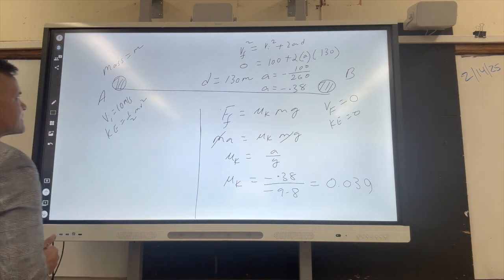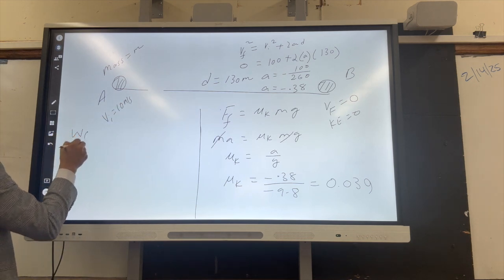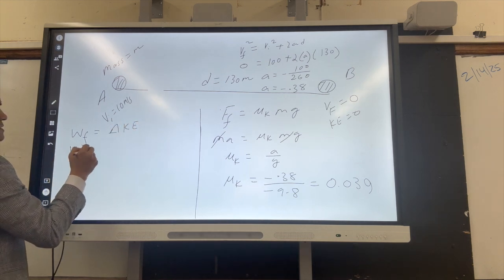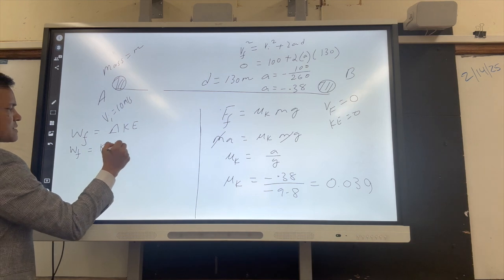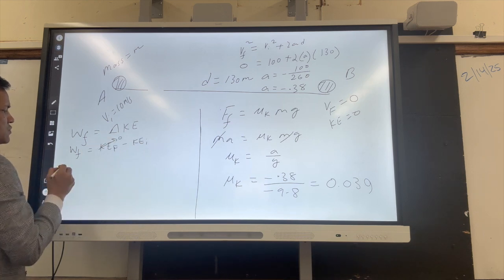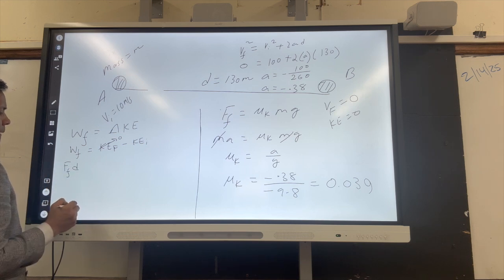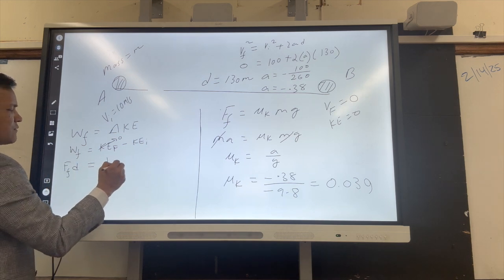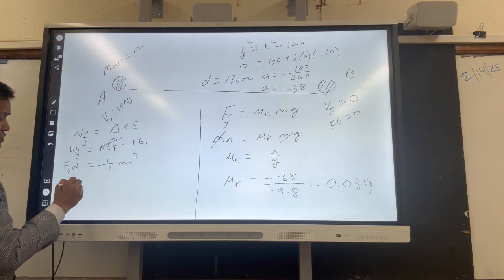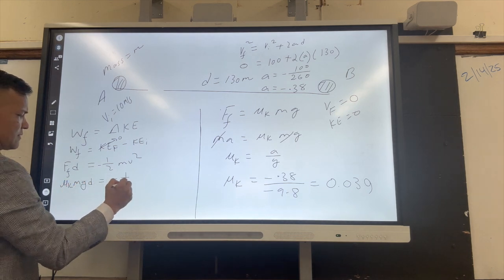Let's write work done by friction is equal to change in kinetic energy. So work done by friction is equal to kinetic energy final minus kinetic energy initial. You see that kinetic energy final is 0. So work done by friction, which is of course Ff d, is equal to negative half mv square. Ff is mu k mg, so mu k mg d is equal to negative half mv square.